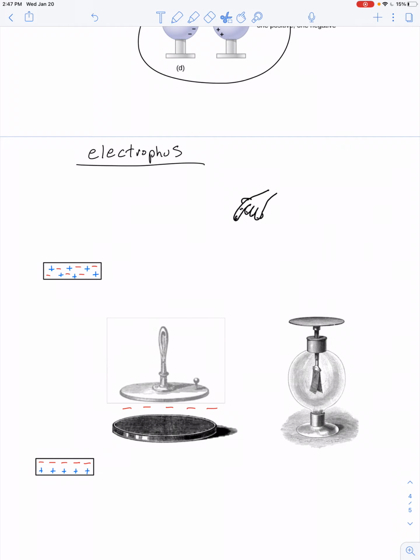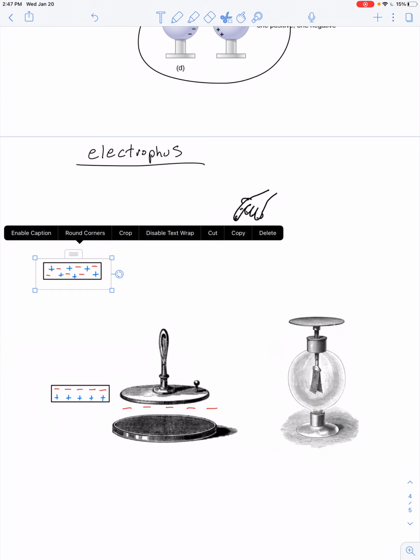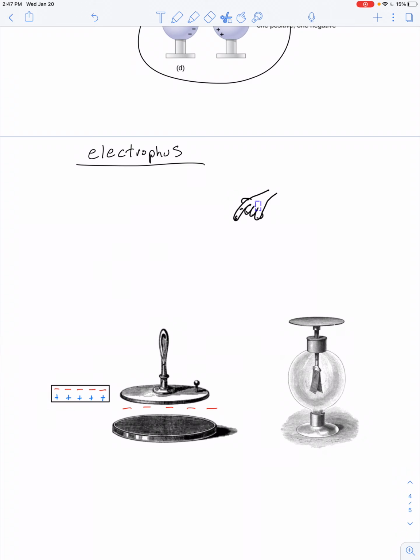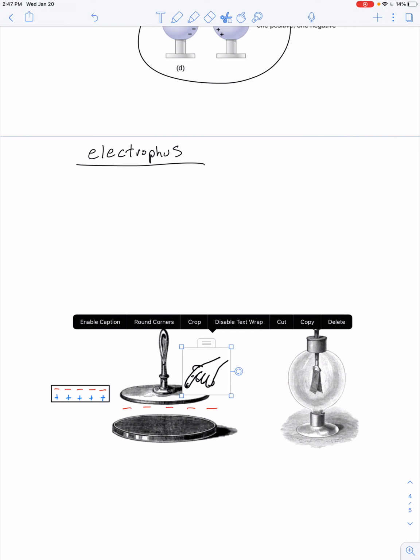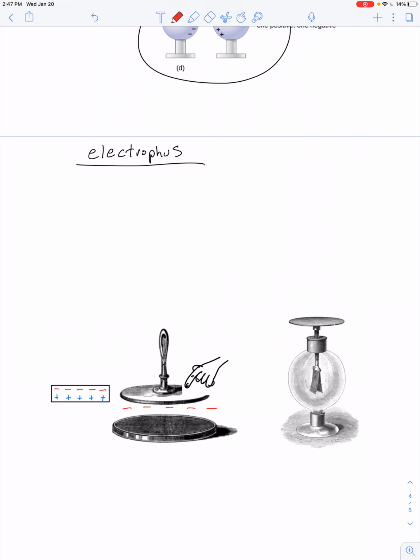If the metal plate of the electrophorus is held close to the acrylic base such that it's now charged by polarization, and at that moment, again, you touch the plate, then the electrons don't just want to accumulate across the top surface of the plate. The electrons actually want to travel through your hand and through your body and into the ground. So now this metal plate is positively charged.